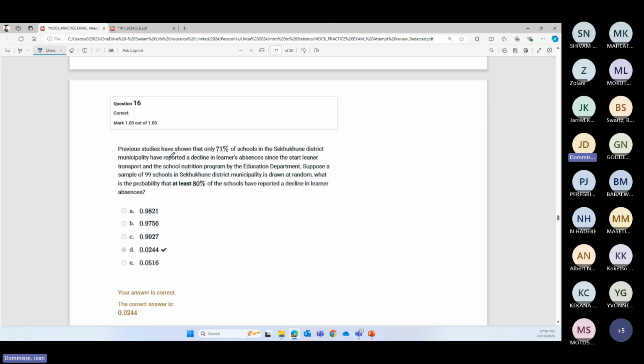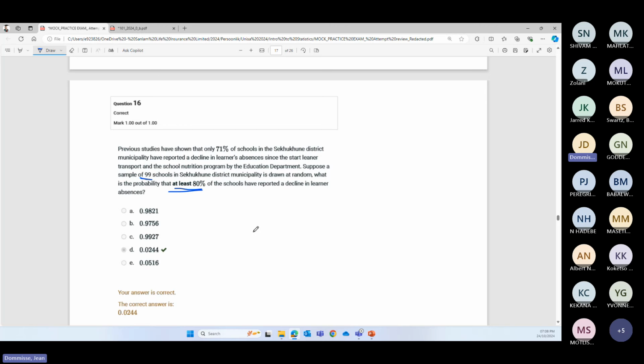So let's see. Okay, they talk about only 71% of schools. There's a sample of 99. Previous studies have shown that only 71% of schools have reported a decline in learners' absences since the start of the learner transport and the school nutrition program. Suppose a sample of 99 schools is drawn at random. What is the probability that at least 80%?